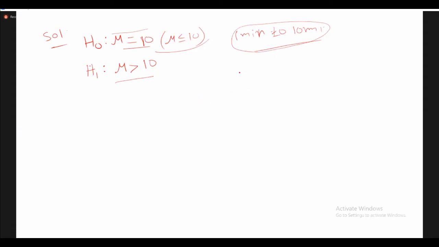Now, following: the ambulance can reach the destination 1 minute to 10 minutes. Against this one is more than 10 minutes. The ambulance can reach the destination more than 10 minutes. The notation is H1: mu is greater than 10.